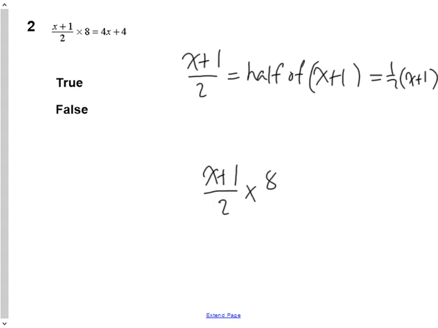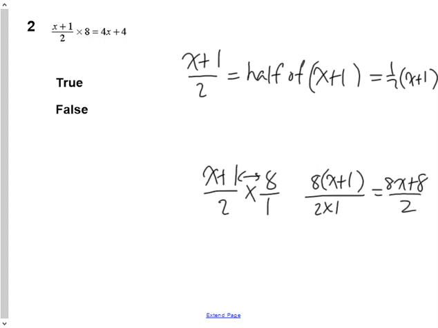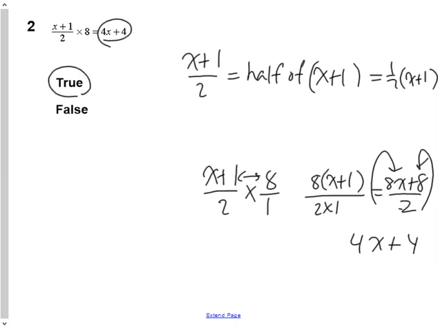There's two ways you can do it. The first way is simply multiply the numerator. So multiply 8 by x plus 1. Put your monomial first, so 8 times x plus 1 over 2 times 1 will be 8x plus 8 over 2. And once you get it down to this, you must divide all the terms by 2. So 8x divided by 2 is 4x, and 8 divided by 2 is 4. And since that is what the other side says, the answer is true.